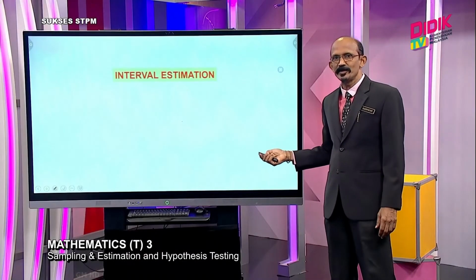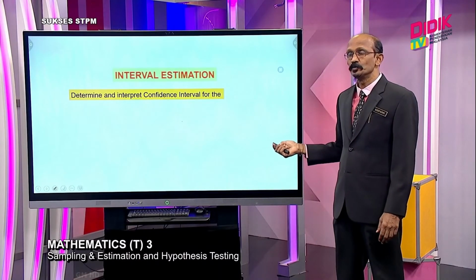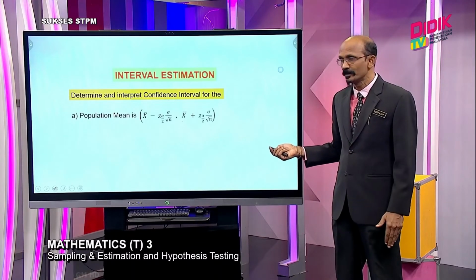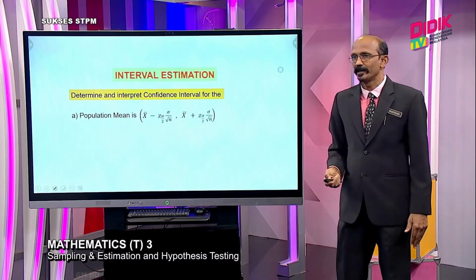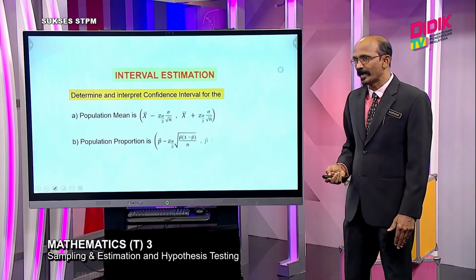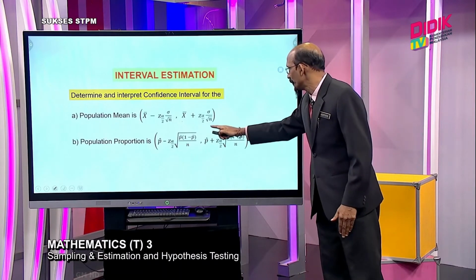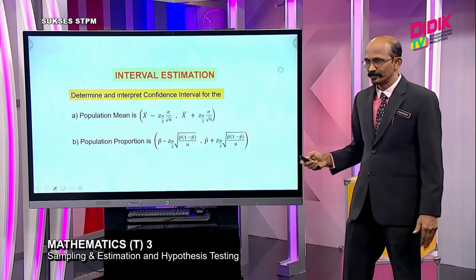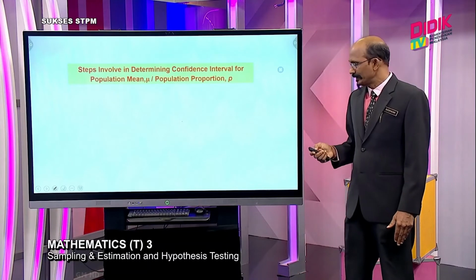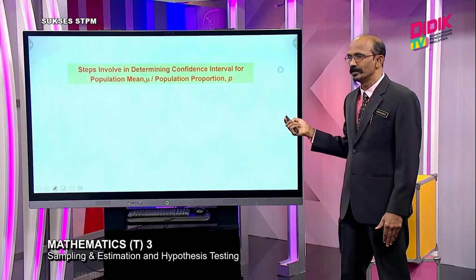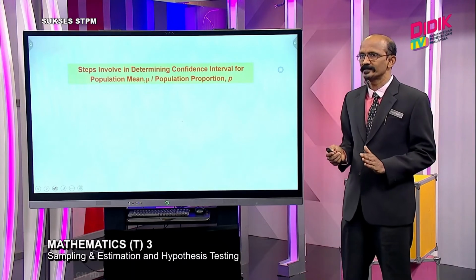Under interval estimation, you need to find 2 things. You have to determine and interpret confidence interval for population mean using this formula, and then population proportion by using this formula. I no need to explain the formula because all of you should know. Then the steps involved in confidence interval for population mean and population proportion are the same. You got 6 steps here.